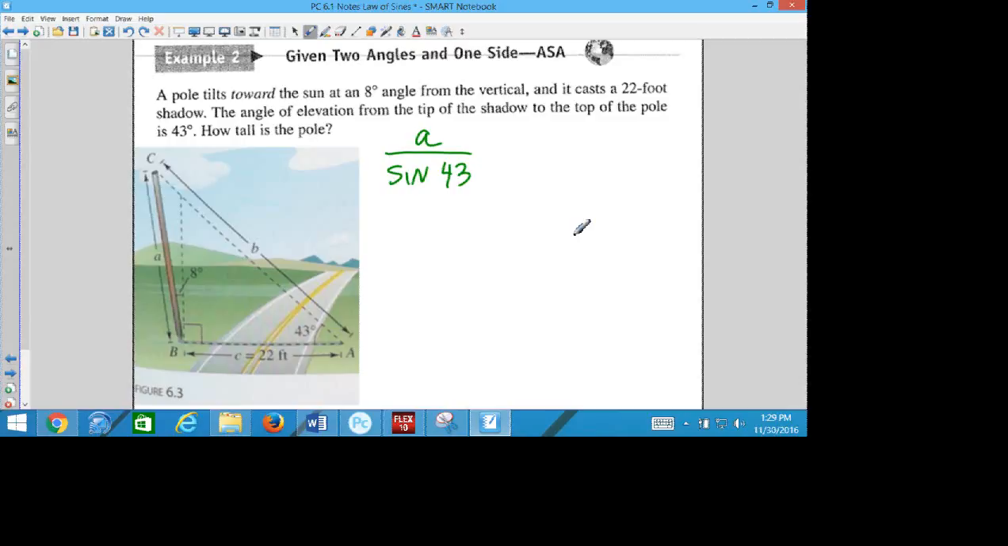So do I have side B and angle B, or do I have side C and angle C? I need both. You can do side B. You can do angle C. You can do 90 plus 43 and minus 20. Almost right. Yeah, we're going to do C, because we know C is 22.